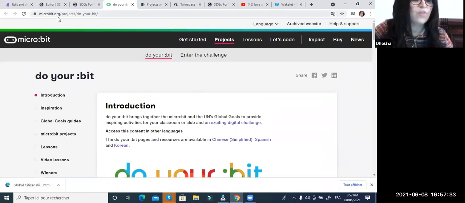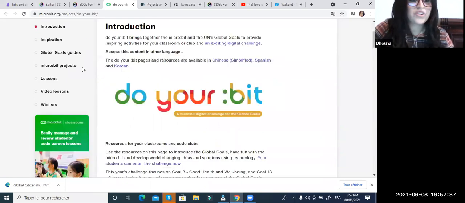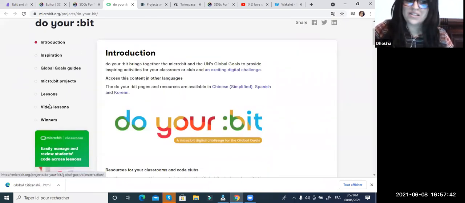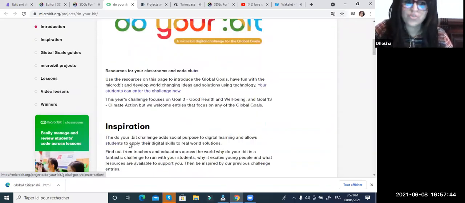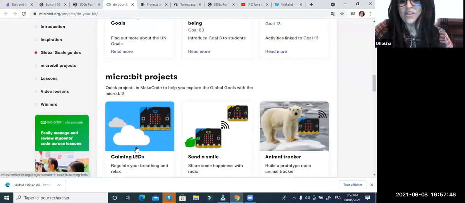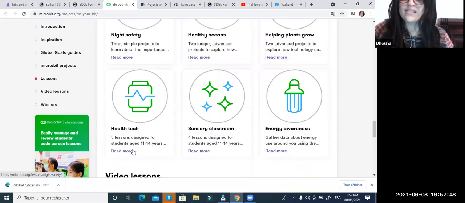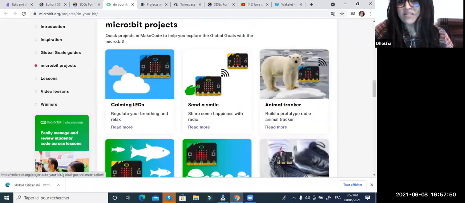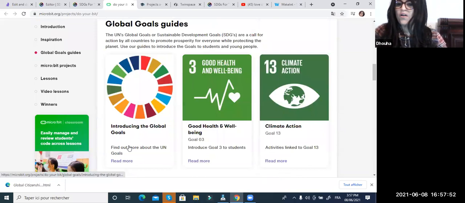If anyone wants to join as a mentor, everyone can. Just go to microbit.org. You can find all the information here about the introduction, the winners of last year, the lessons, and how to join this competition. You can find everything you want on this platform. The deadline is the 13th, the end of July. You have enough time, at least 2 months now to be involved in the competition.